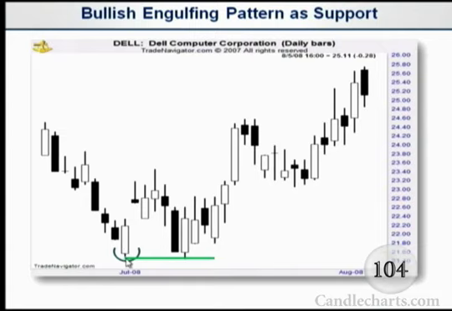Draw a trend line, and if the market gets near the support area, what have you done? If you're buying it down here, what have you done to your risk? You've lowered your risk. Exactly.